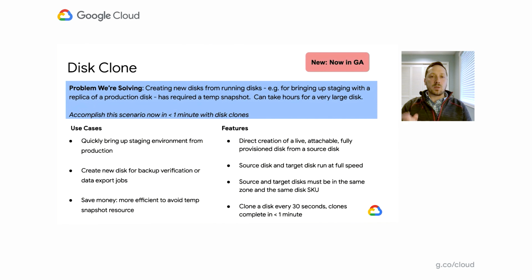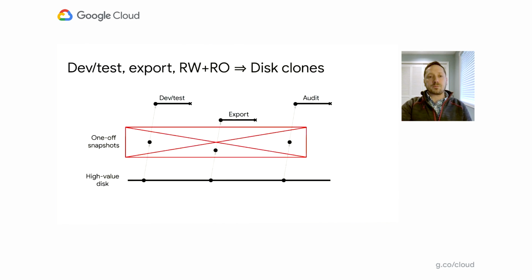There are some constraints. So I mentioned disk clone must be in the same local zone. And it also needs to be of the same type, so the same disk SKU. So if you have an SSD disk, you can clone it into an SSD disk, not an HDD disk. And this is also designed for high frequency. So you can clone a disk every 30 seconds. And again, you can expect the actual cloning process to be high performance.